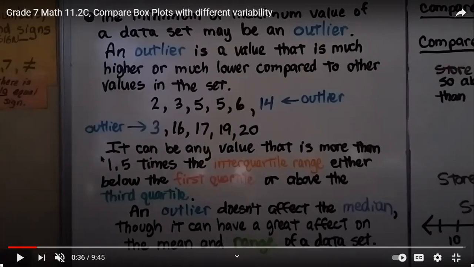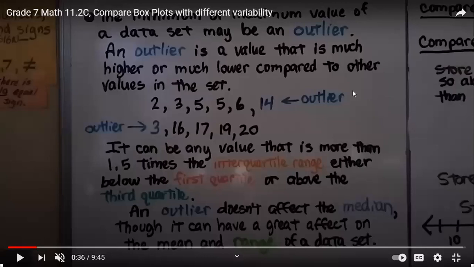Let me give you another example: 3, 16, 17, 19, 20. So where is the outlier? The outlier here is 3. So it can be any value that is more than 1.5 times the interquartile range below the first quartile or above the third quartile. So to calculate it numerically, we can say it is any value that is more than 1.5 times the interquartile range below the first quartile or above the third quartile.